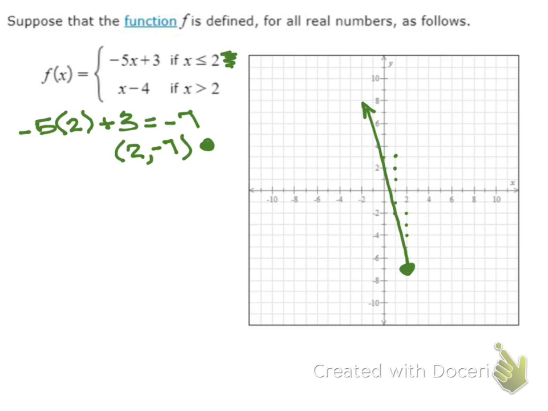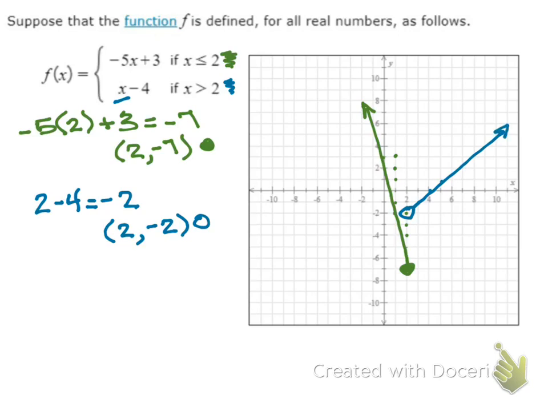And then for the next piece, if x is 2, we would have 2 minus 4, which is -2. So I'm going to have the ordered pair 2, -2, but it's going to have the open circle. So there's 2, -2. And then my slope is 1, so up 1 over 1.